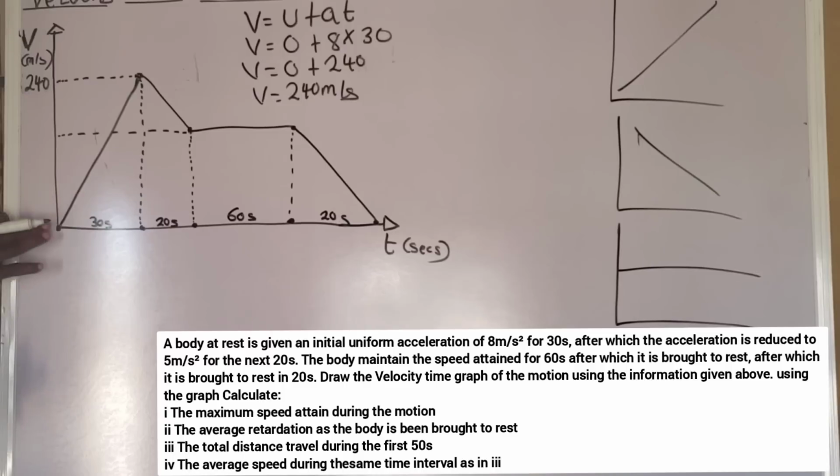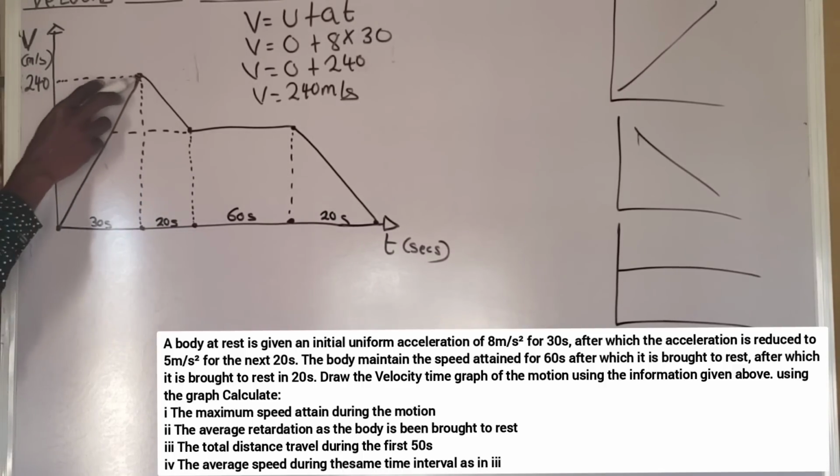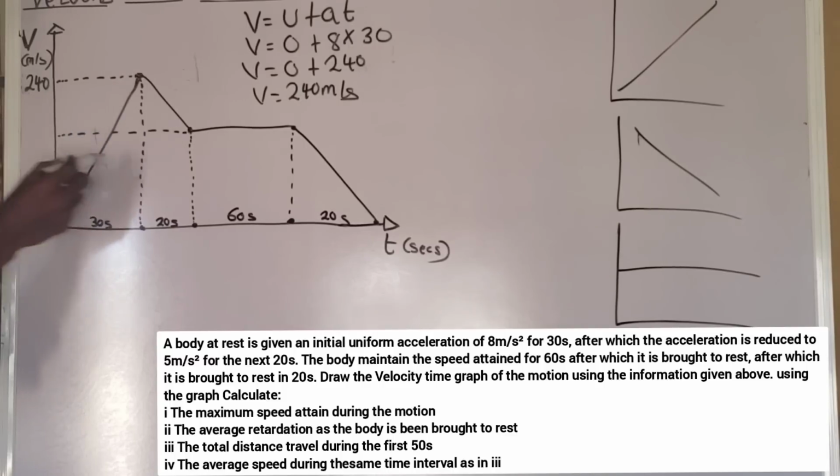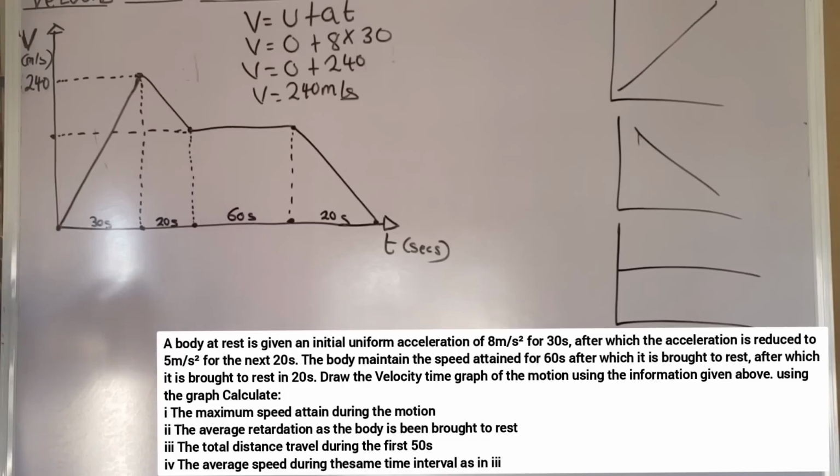Now, when the body accelerates from this point to this point, the velocity is 240 meters per second. But that is not the maximum speed. The maximum speed is the final speed after the body has undergone retardation. Now you can see that the body retards from this point to this point. So at this place will be the maximum speed. The speed at this point is the maximum speed, because that is the speed or the velocity after the body has undergone retardation. Now, to get that speed, we are still going to use the equation of motion. Do you understand?